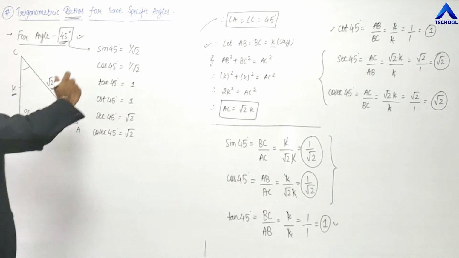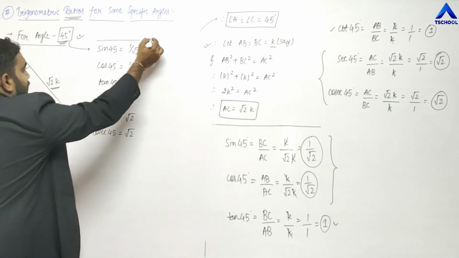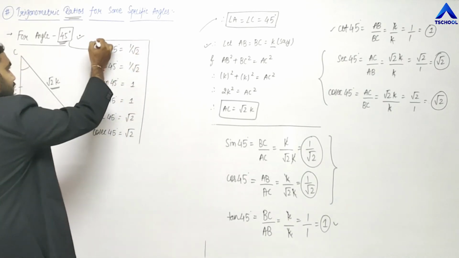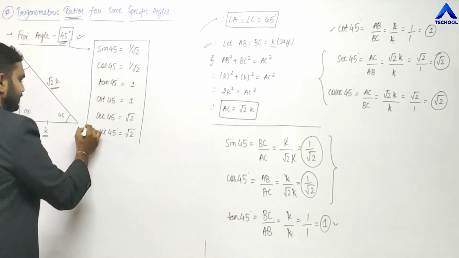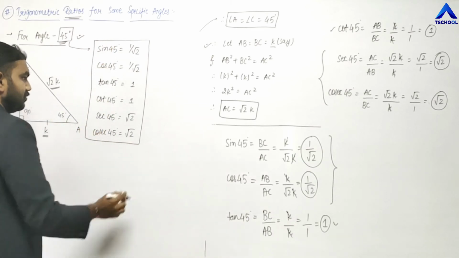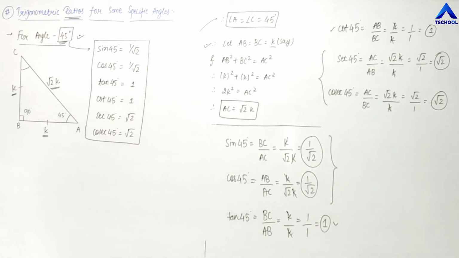So we got the 6 values, sorry, my mistake friends, not pairs, these 6 values for only and only angle 45.